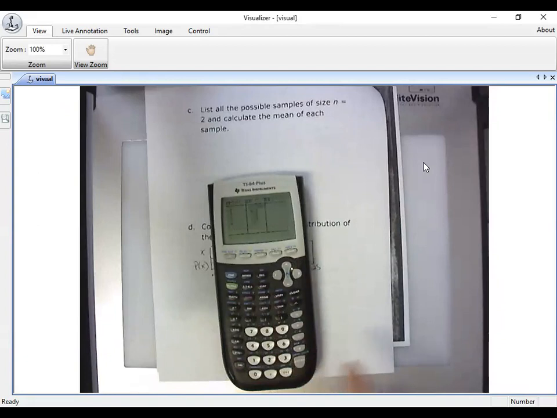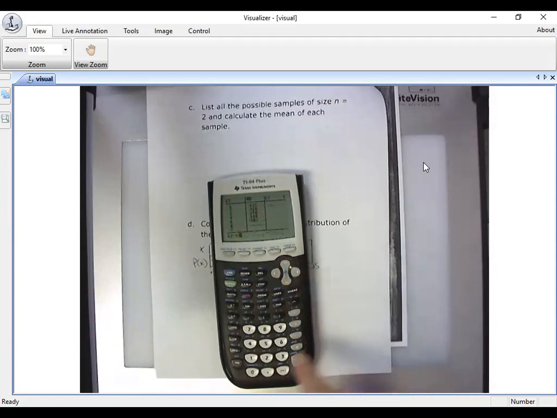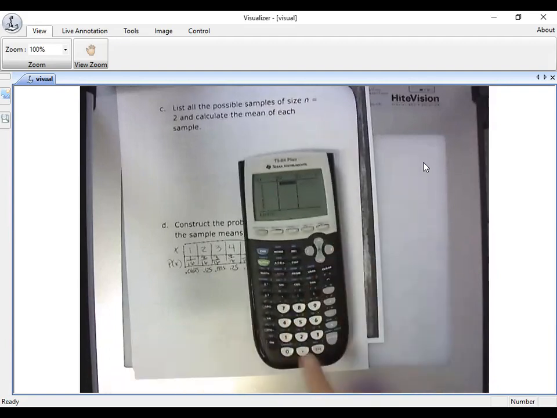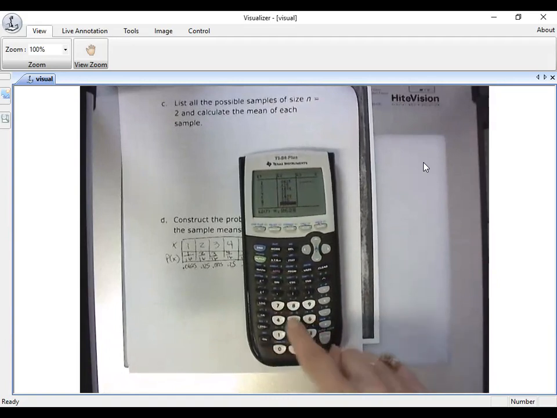Okay, so if I go into Stat, Edit, I'm going to put in 1, 2, 3, 4, 5, 6, 7 in my L1. And then in my L2, I'm going to put in these probability values that we found. So 0.0625, 0.125, 0.1875, 0.25, 0.1875, 0.125, and 0.0625. Okay, so they're in my calculator, and we said to find the mean, we would do what? Sum of L1 times L2.